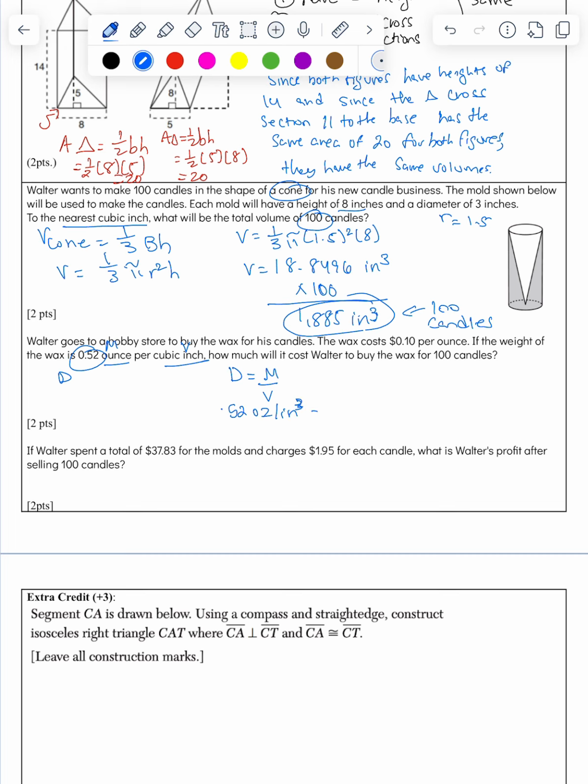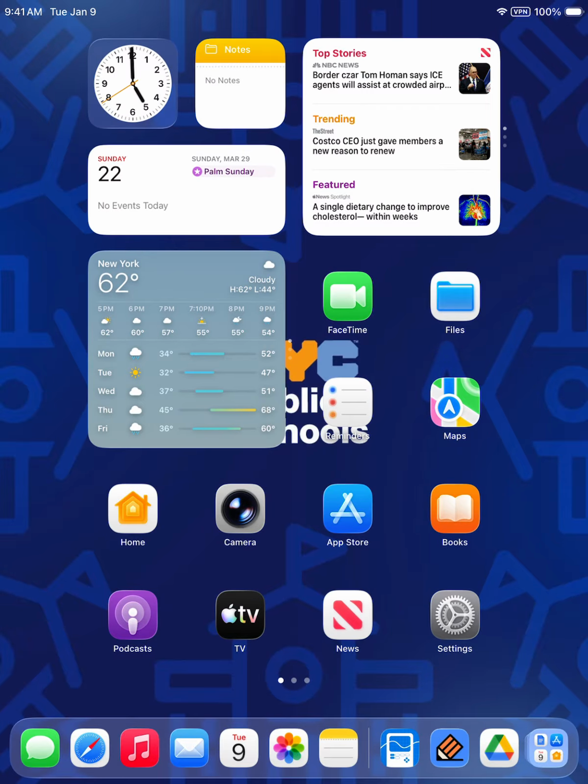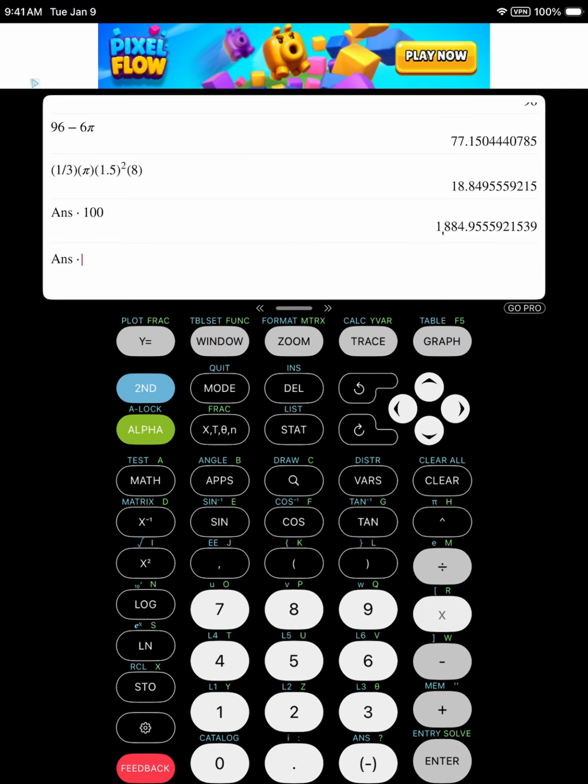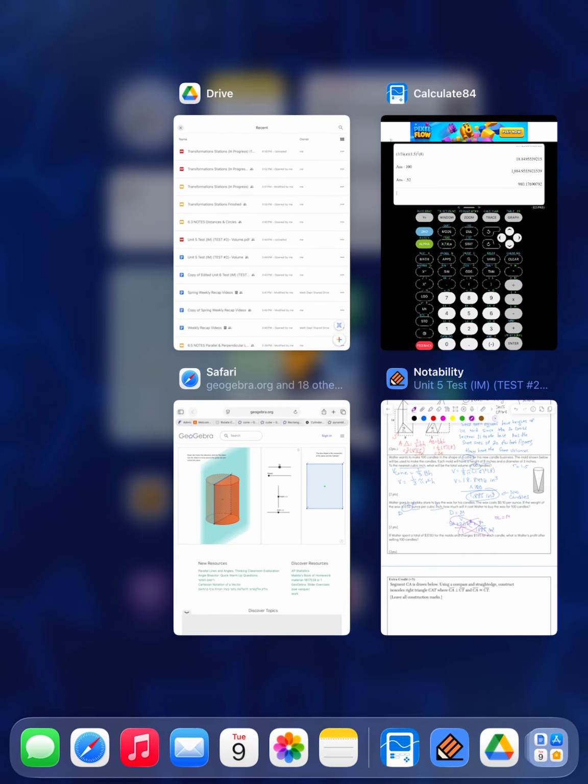We're looking for the mass. The volume is 1,885 cubic inches. Put this over 1. Cross multiply. We have that the mass is equal to, let's see how many ounces, I'm going to multiply by 0.52 in my calculator. 980.177.